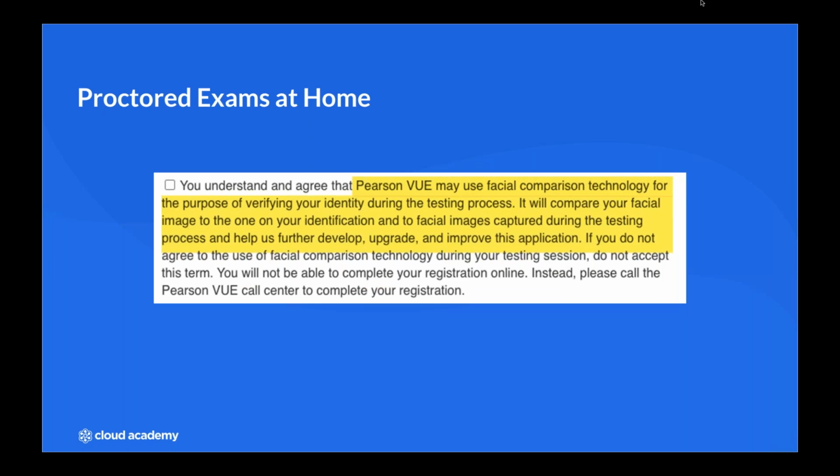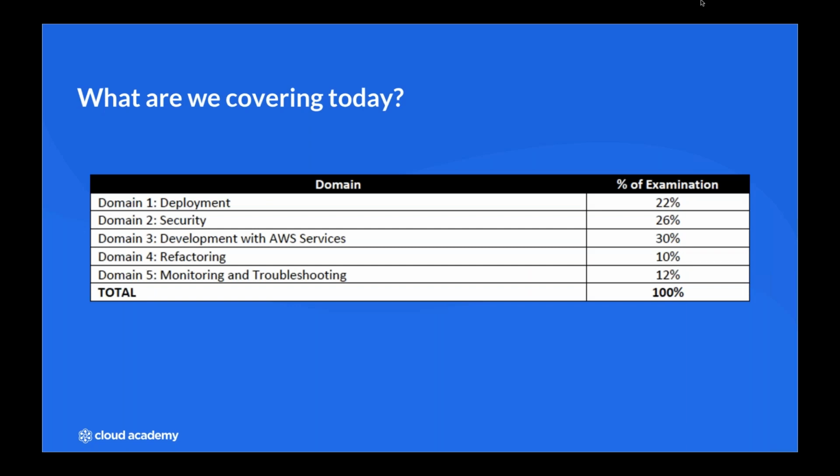Then there's this statement that says Pearson VUE may use facial comparison technology for the purpose of verifying your identity during the testing process. Basically, it's using the computer, not just a person saying, oh yeah, that's the same, because we don't always match our IDs. So Pearson VUE in this case can actually use facial recognition technology to compare the photos that you take, the image of you on the webcam, and the ID that you have shared. So let's get to the exam.